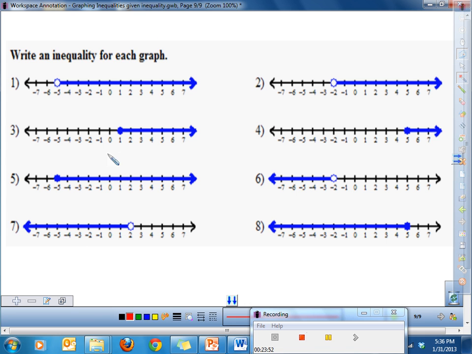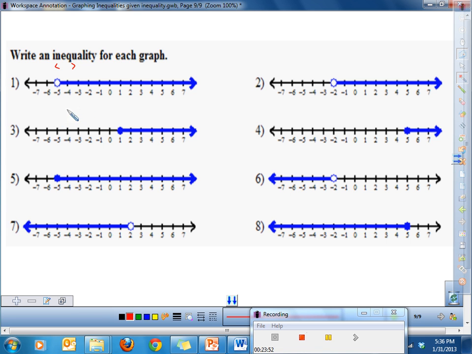So first of all, the first thing we want to notice is what kind of dot we have, okay? So what I do is I notice I have an open dot, so I'm just going to write above this. This is either going to be less than or greater than. So we're going to have to pick it out.